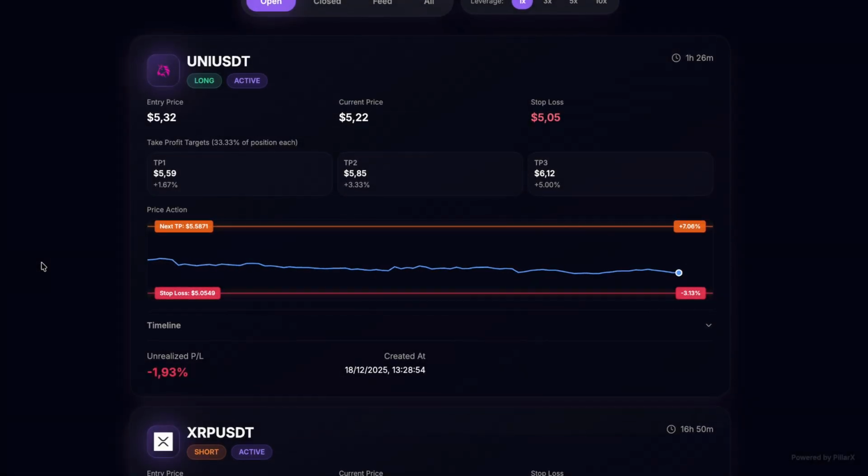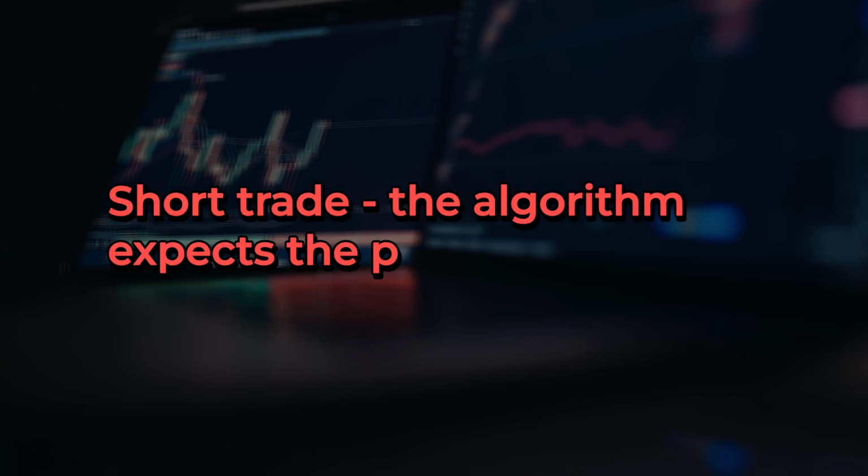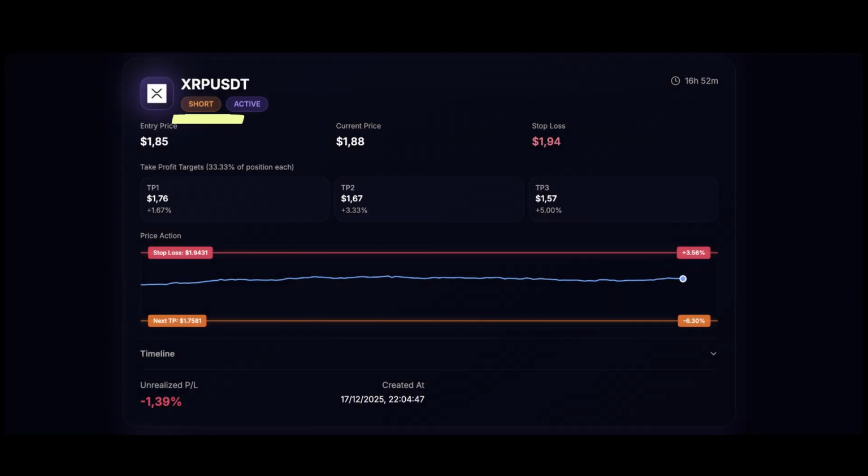Each trade event is clearly labeled as long or short. A long trade means the algorithm expects the price of the asset to increase. A short trade means the algorithm expects the price to decrease. In this example, the trade is short, meaning the algorithm is positioned to profit as the price moves lower.